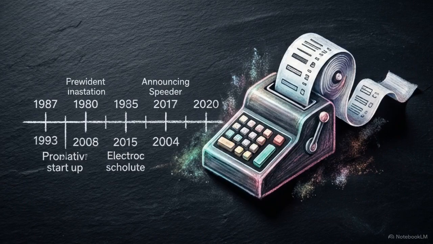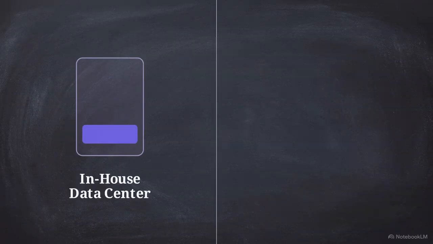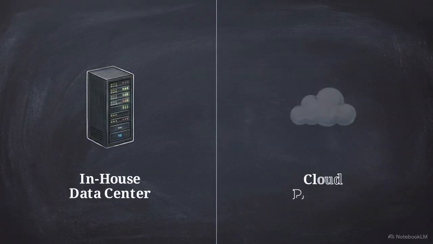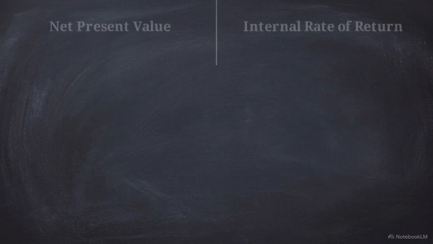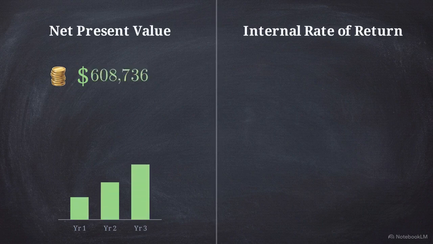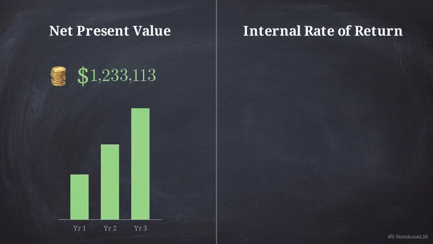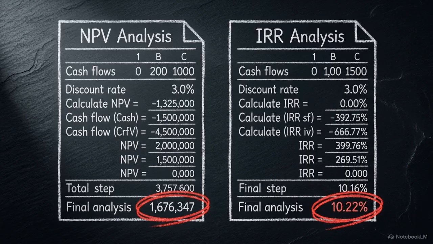Unit 2, Capital Budgeting, covers massive corporate investments. Consider the choice between building a custom, in-house data center or outsourcing that infrastructure to a cloud provider. You evaluate these projects using two metrics: net present value, which measures the absolute dollar amount added to the firm, and the internal rate of return, which calculates a project's percentage yield. Often, these two metrics provide conflicting advice.